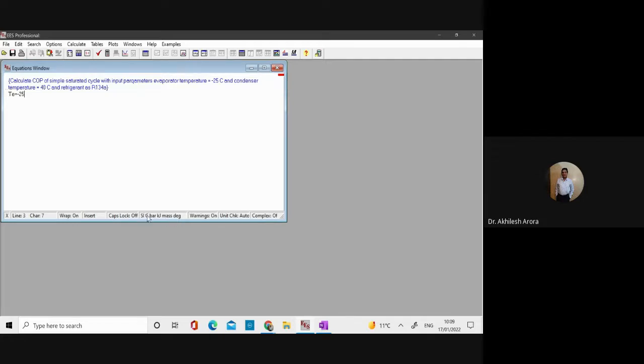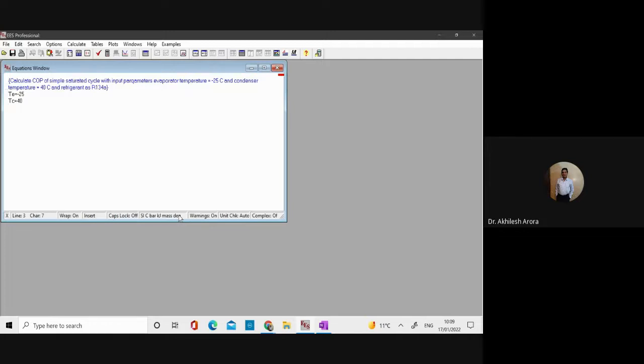You can see this arrow. Can you see it? Yes, sir. Okay. Now I am writing TC is equal to 40. So automatically, because I have chosen the SI system of units and the temperature is in degree Celsius, I don't need to worry about the units here.